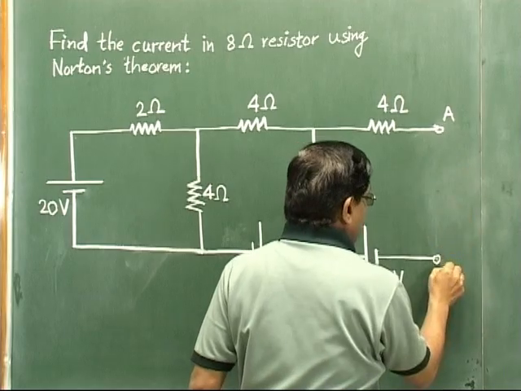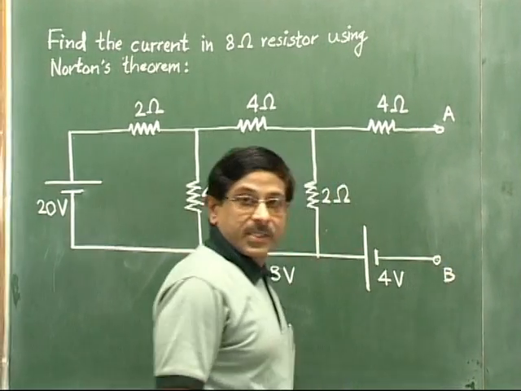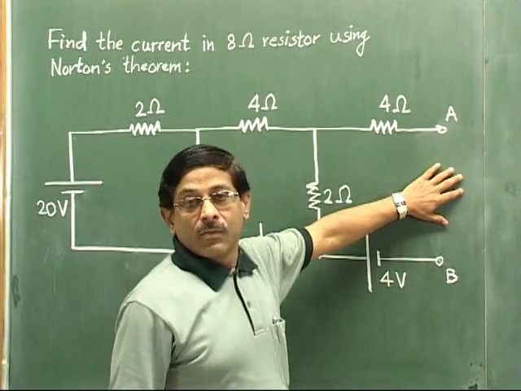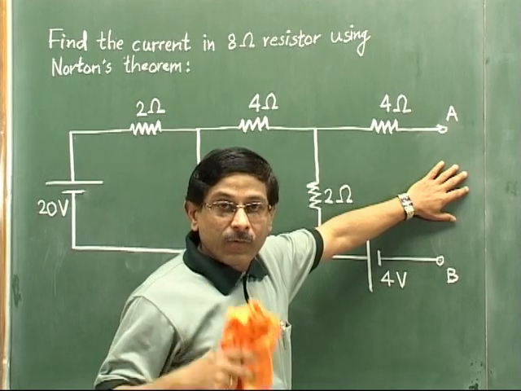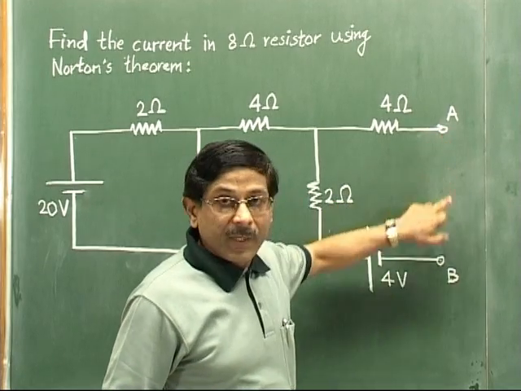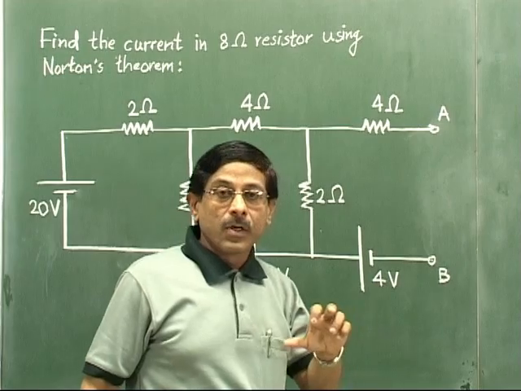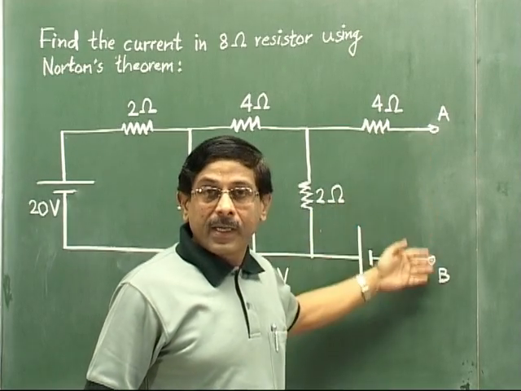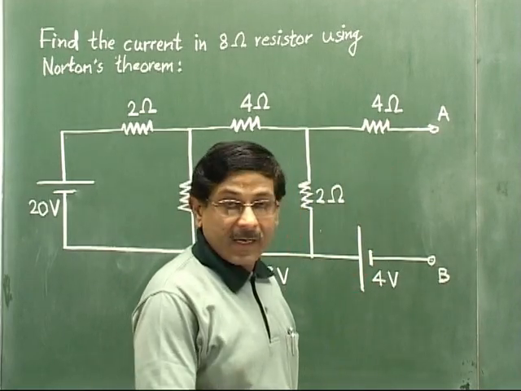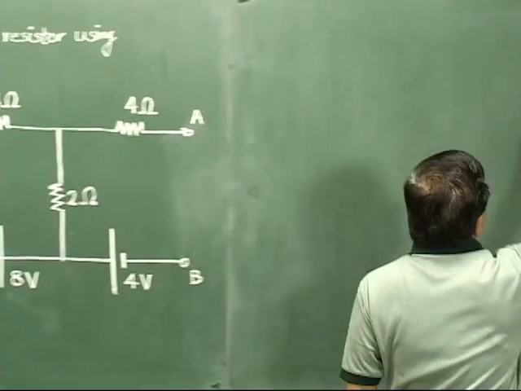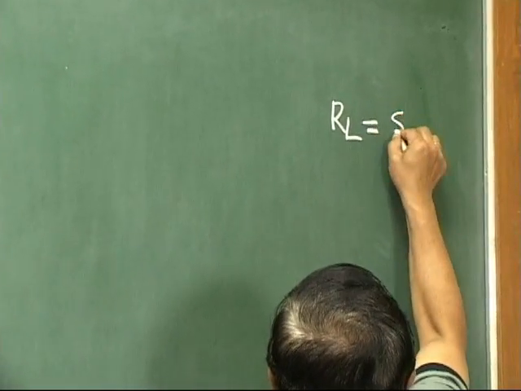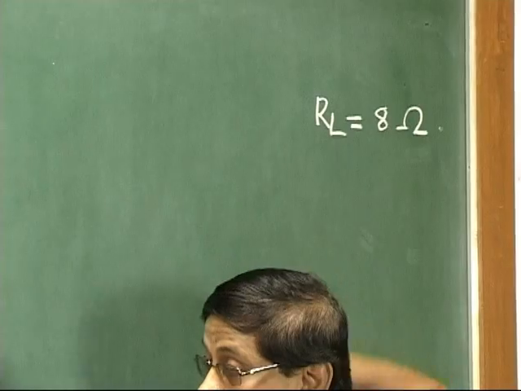So what is the first step in Norton's theorem? The first step is to remove the resistance in which we want to find the current, and denote it as load resistor RL. Then whatever open terminals we get, we mark them with suitable letters like AB, MN, XY and so on. I have removed it from the circuit, and somewhere here I will write that our load resistor RL is 8 ohm. So this step is exactly the same.